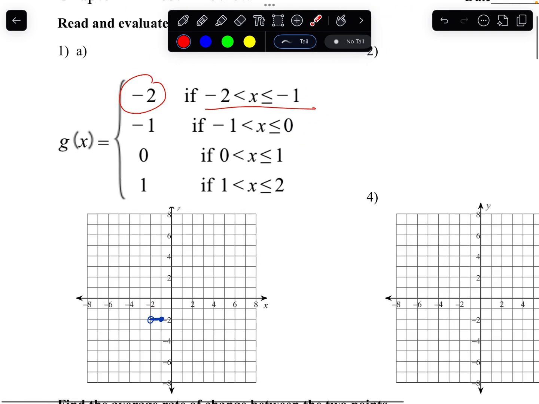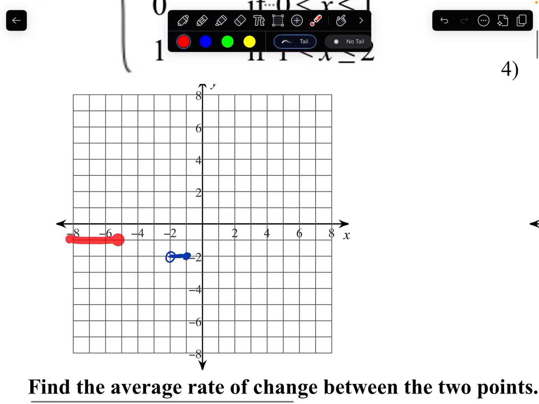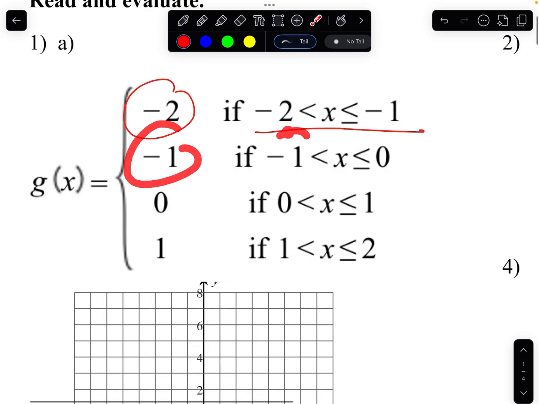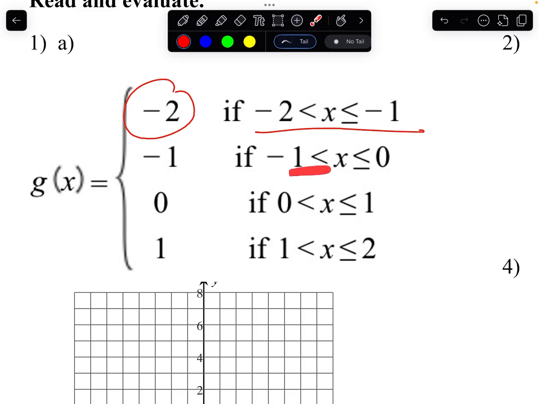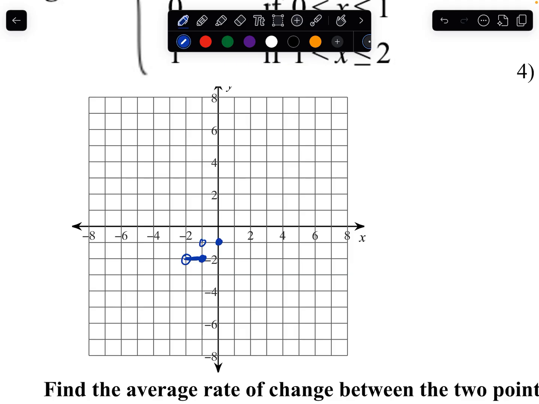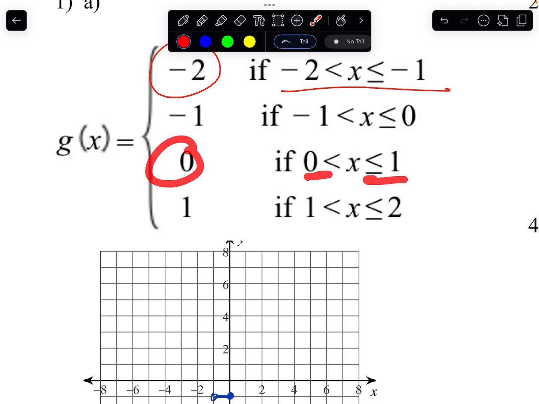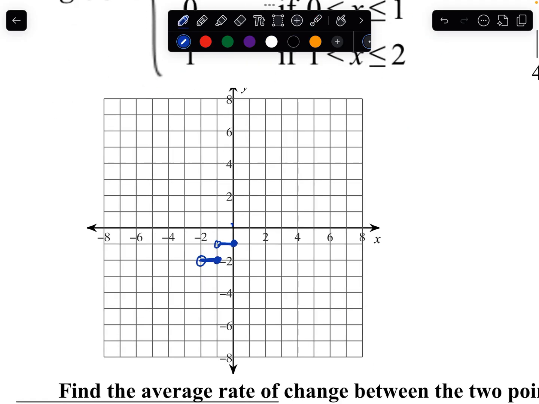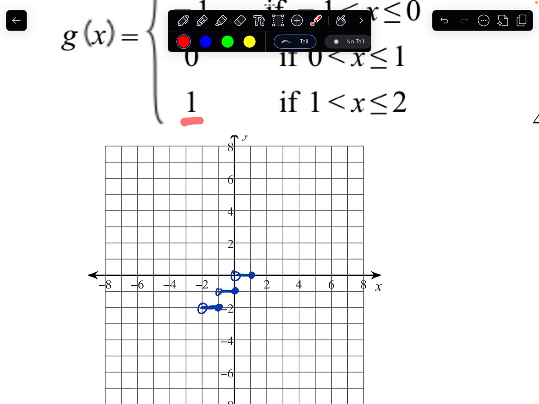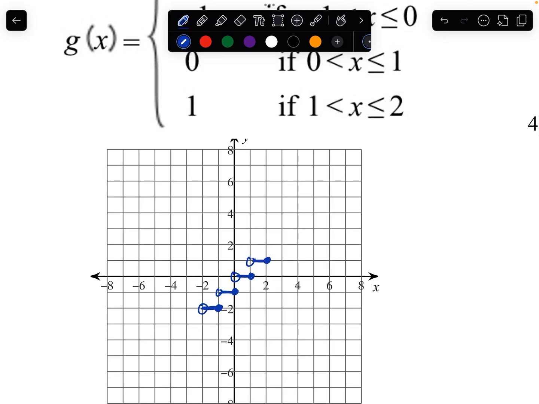And then the next part is -1. So that would just be one value above it, but I only want it from -1 to 0, open on the left, closed on the right. Okay, the next step will be 0, open on the left and closed on the right from 0 to 1. So 0 from 0 to 1, like that right there. And then we'll have 1, so that would be here, but from 1 to 2. And then we'll have, again, open on the left and closed on the right, just like that right there.